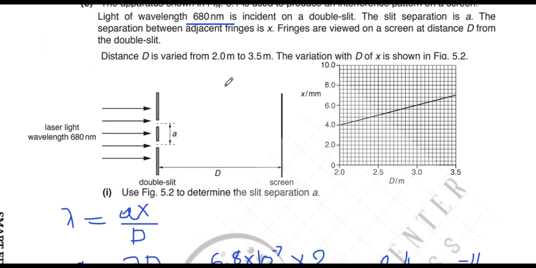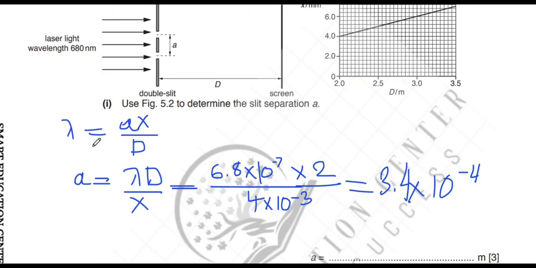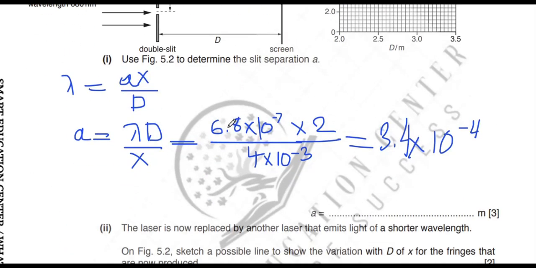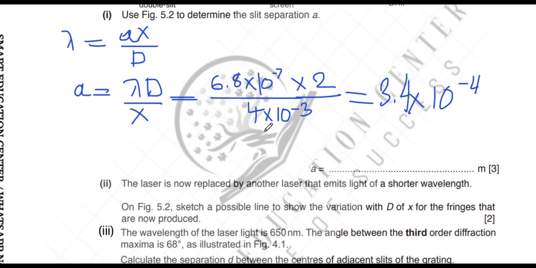The next question is about C, where there is a double slit, and they asked us to determine the slit separation A. Actually, all the values are given. We use the formula lambda equals AX over D. If you make A the subject, it is lambda D divided by X, and the lambda is given as 680 nanometer converted to meter. And the distance D, if by using the graph, when the distance is 2, the value of X is 4 millimeters, so we convert 4 millimeter to meter. We put these values, we get our answer.